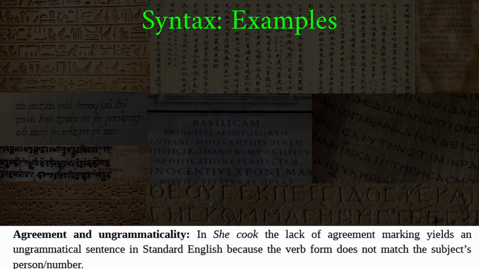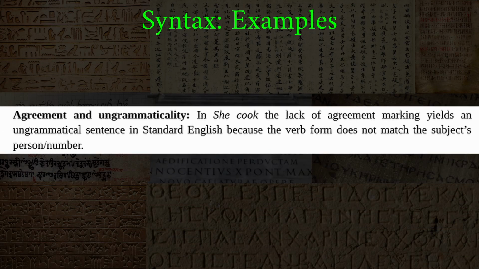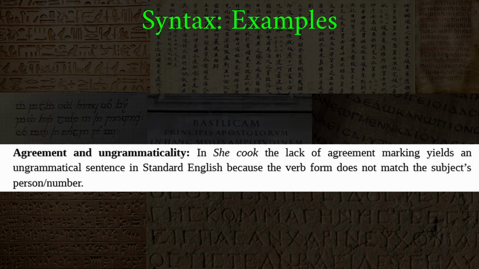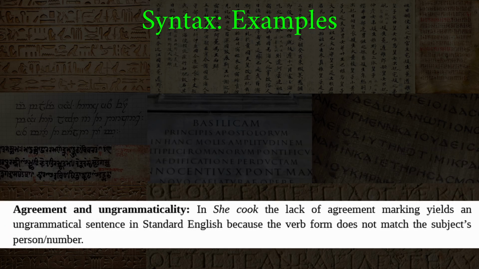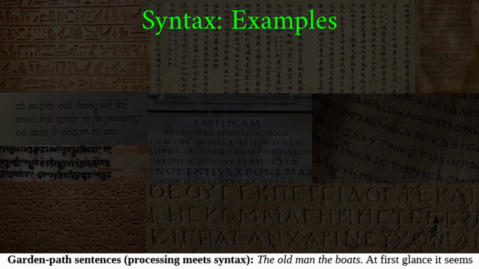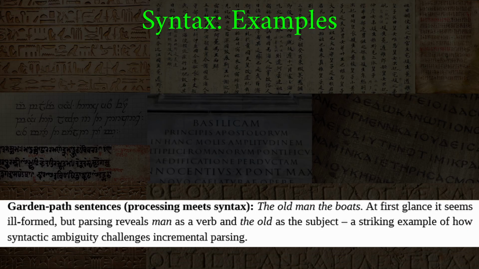Also very important, agreement and ungrammaticality. In "she cook," the lack of agreement marking yields an ungrammatical sentence in standard English, because the verb form does not match the subject's person and number, because it would be "she cooks." One of the few times we actually have agreement in English.